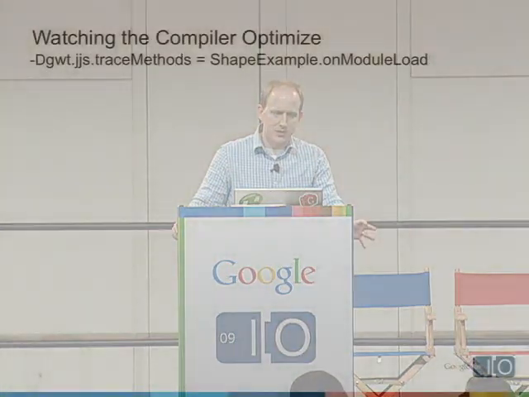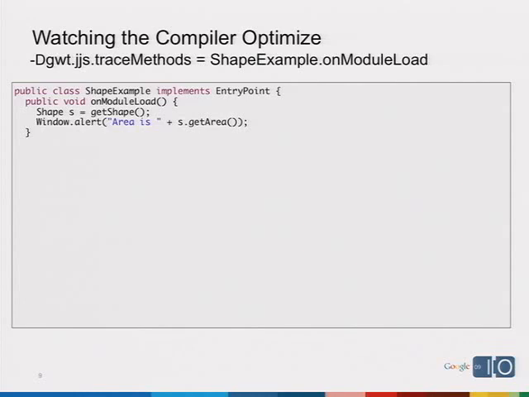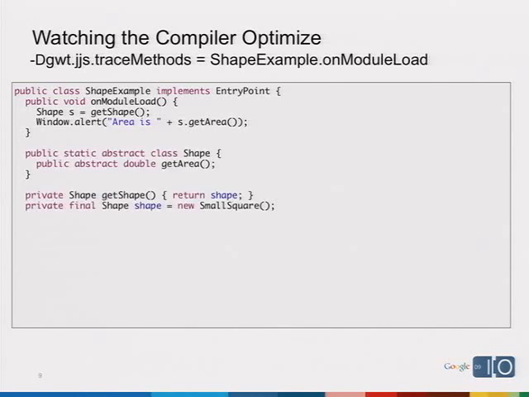Another thing, when you're really trying to eke out every bit of size and speed performance that you can get, is you can actually watch the compiler optimize a method. So this is pretty interesting. So I just created a simple shape example, and this is what it looks like. In on-module load, we have this local variable s of type shape. And, of course, there's the shape class.